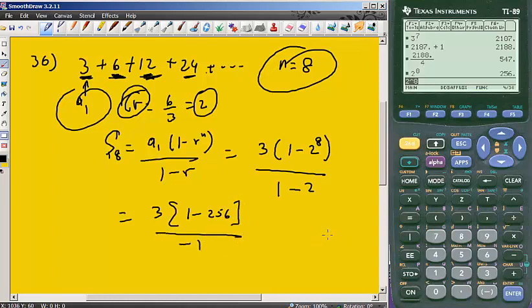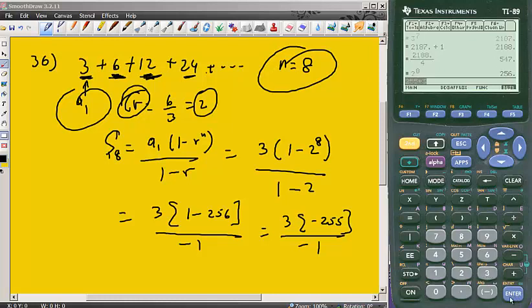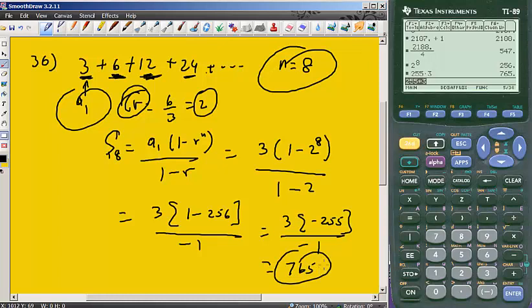So now this is going to give me 3 times negative 255, all that over negative 1. So 2 negatives become positive. So we just have to multiply 255 times 3, and that will give us a total of 765, and that's my final answer.